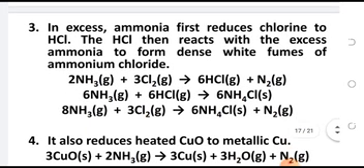In excess, ammonia first reduces chlorine to hydrogen chloride. You can see the first equation there under number 3. Ammonia plus chlorine gas giving us hydrogen chloride and nitrogen. The hydrogen chloride then reacts with the excess ammonia to form dense white fumes of ammonium chloride. So you can see there. The third equation that you are seeing there is a combination of the 2 equations above. So when you combine the 2 equations above, it gives you the third one there.